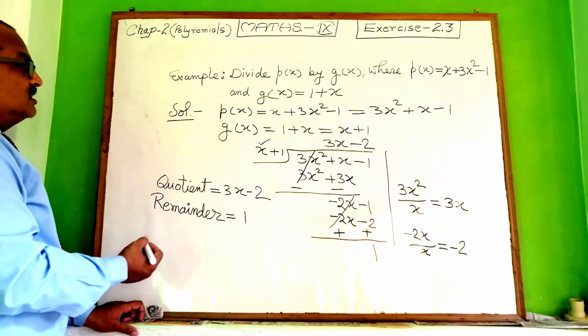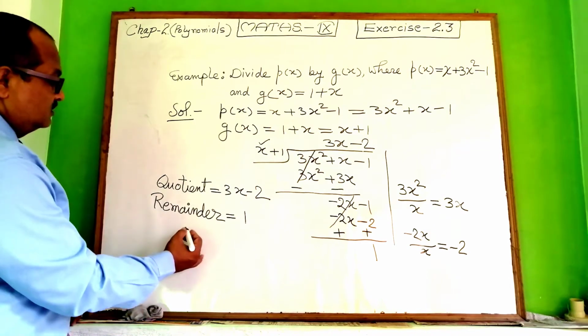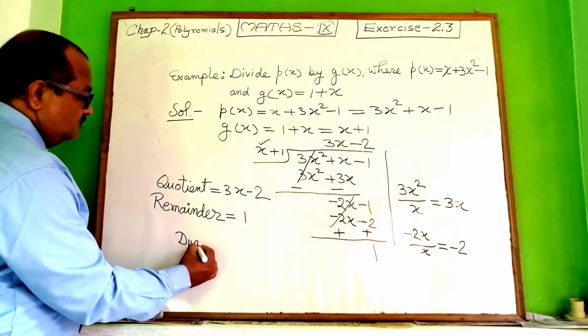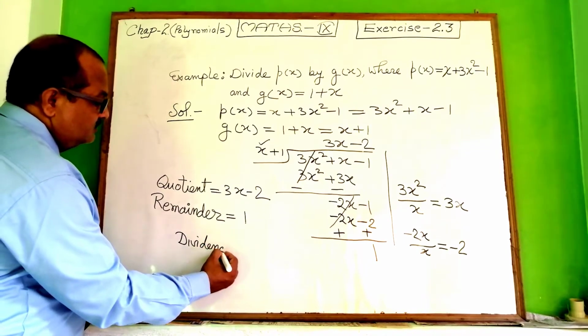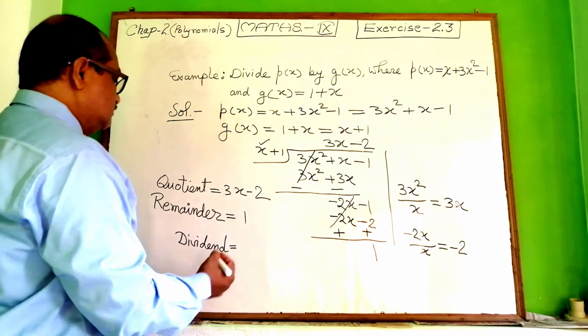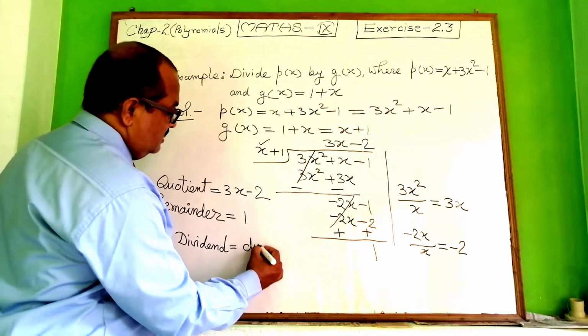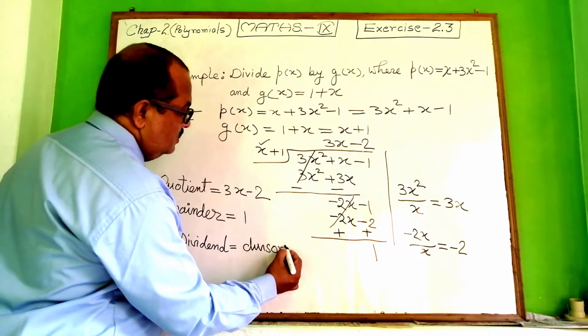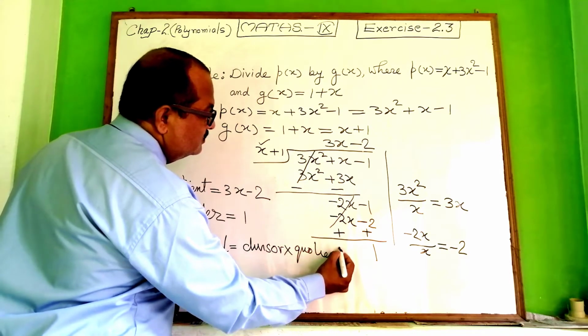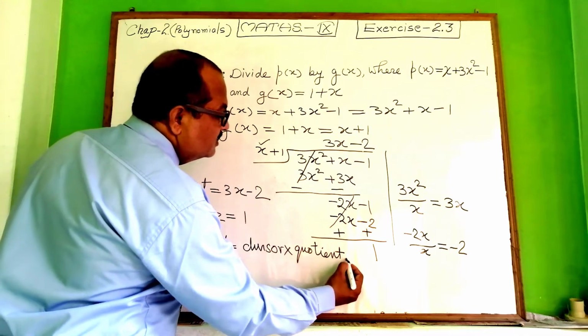You can also check your answer using this statement. This statement is: dividend is equal to divisor into quotient plus remainder.